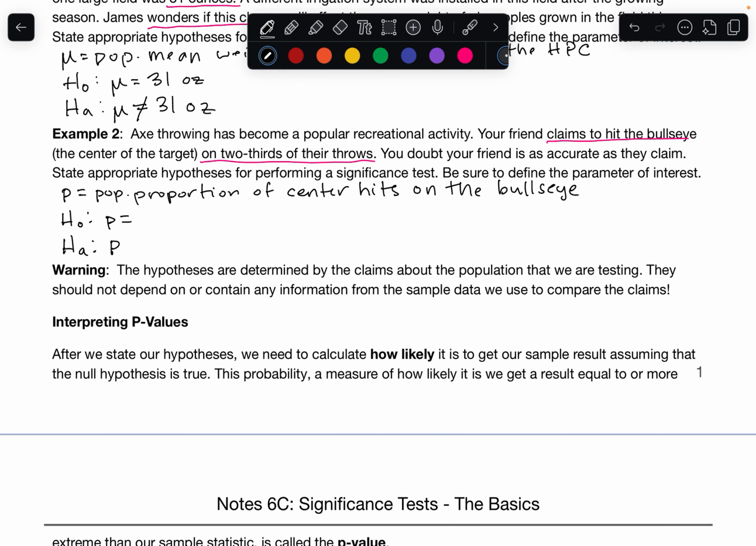And we're told the population claim value is 2/3. The friend is stating, I can do this 2/3 of the time. So 2/3 or 0.667. What comes after that is your friend doubts they're as accurate as they claim, meaning your friend thinks that they're less accurate than they're stating. So this would be a less than test. Not 2/2, 2/3.